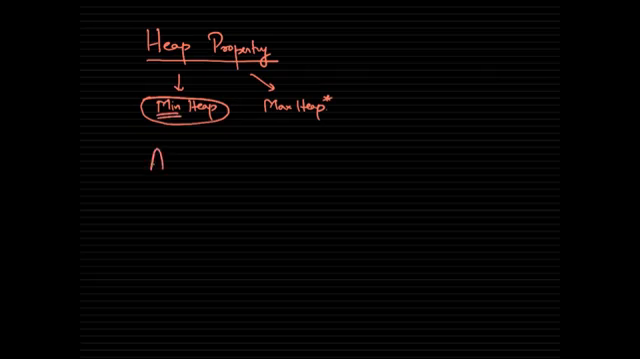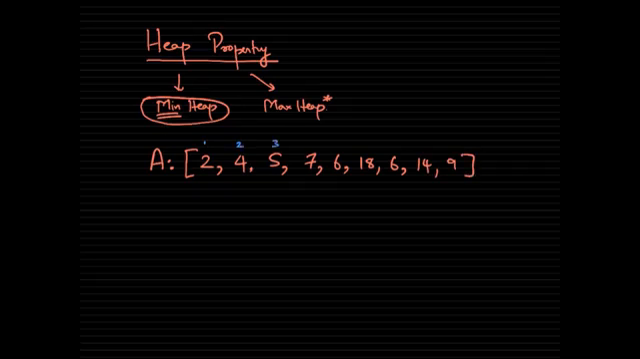As I mentioned earlier, a heap is just an array. What is this array? Here is an example. Let's say here is the array 2, 4, 5, 7, 6, 18, 6, 14, 9. It's not a sorted array, so the elements are not in increasing order. This is A of 1, A of 2, A of 3, 4, 5, 6, 7, 8. This has 9 elements in the array.